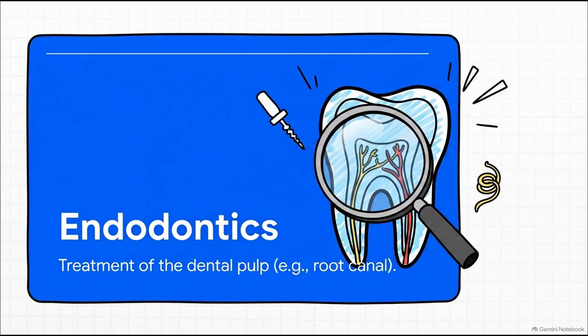Next up is endodontics, and this takes us right inside the tooth to treat the dental pulp, which contains all the nerves and blood vessels. When you see this term, I want you to immediately think of treatments like root canal therapy, where the clinical focus is strictly on the internal root canal system of the tooth.